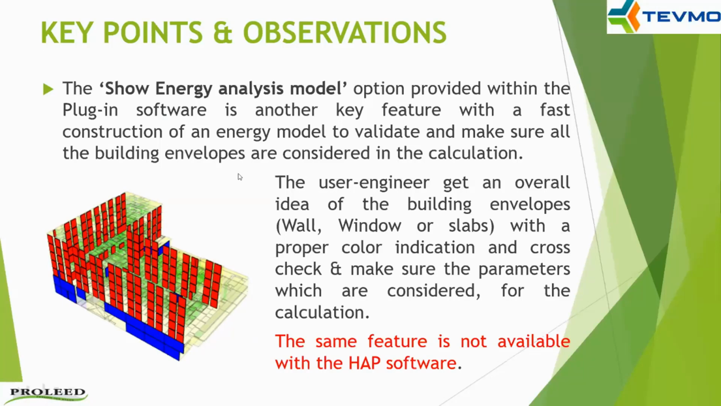For instance, if there are like 590 or 600 apartments, and you multiply by two or three windows each, there will be like 1,200 windows for one project. So there are easy chances that we could miss two or three windows in this project. But when we are working with the Tevmo plugin software, what I have observed is that this particular feature, the show energy analysis model feature, will clearly indicate how many windows you have selected, from this picture itself on the left corner, from which we can understand which windows we have missed out.